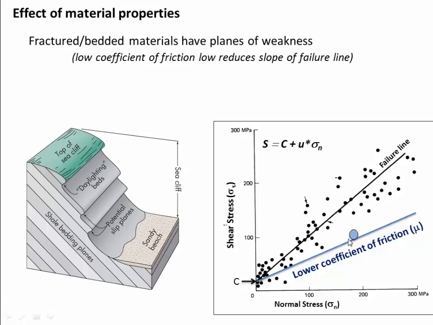And so for a given state of stress here, shown in blue, it might be that just by reducing that coefficient of friction, you move the failure line, which would actually cause a given state of stress then to cause failure. And by that I mean cause slip along these surfaces.